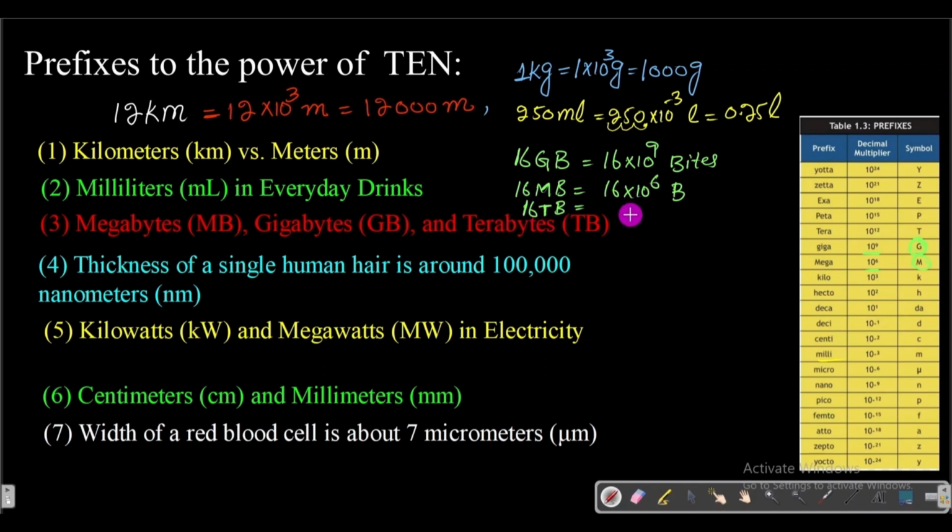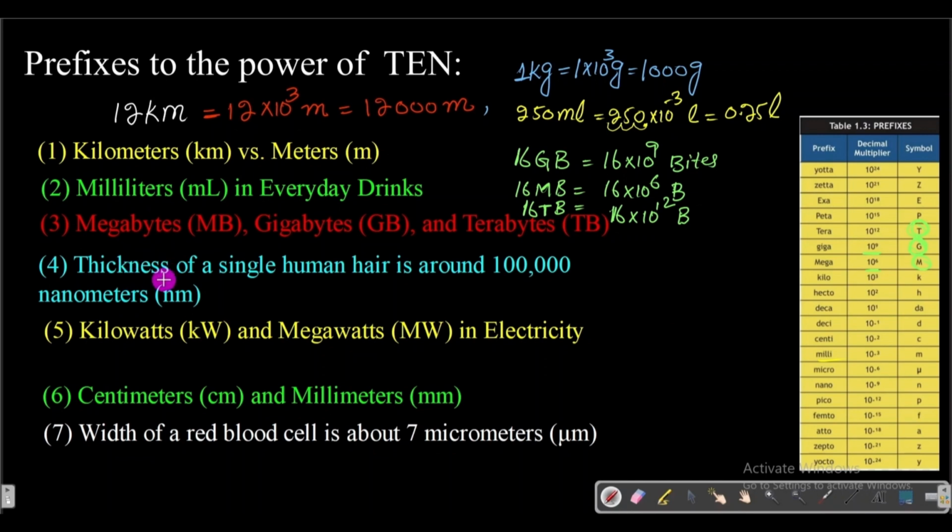And similarly for terabytes. So if someone says that I have 16 terabytes, which is a very high value. So here you will write this 16 and instead of this tera, you will search here. Tera is present here. This tera is represented by capital T and its value is 10 power 12. So multiply by 10 power 12 and this B comes in its own position.